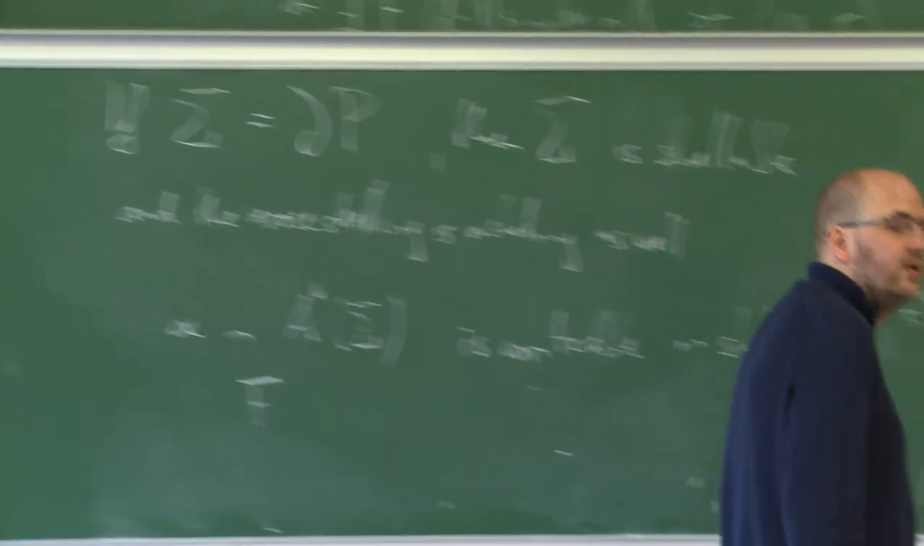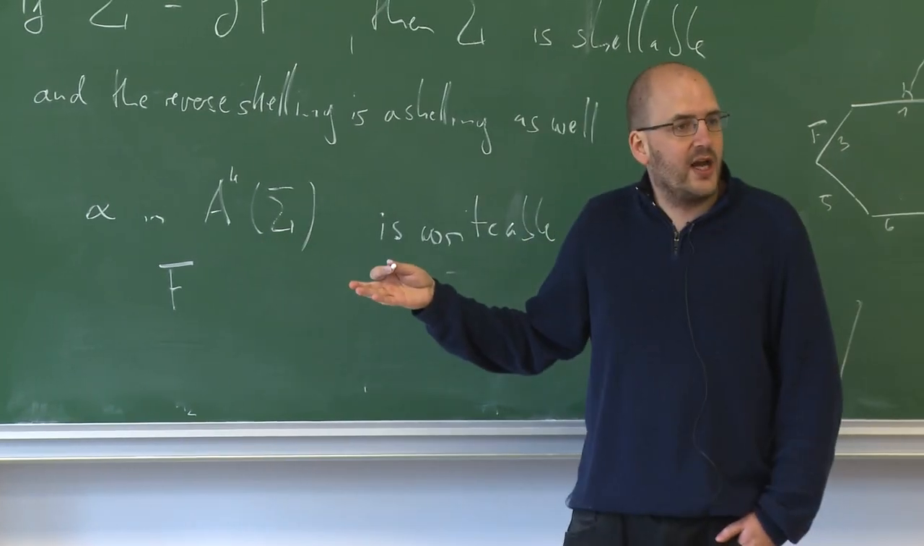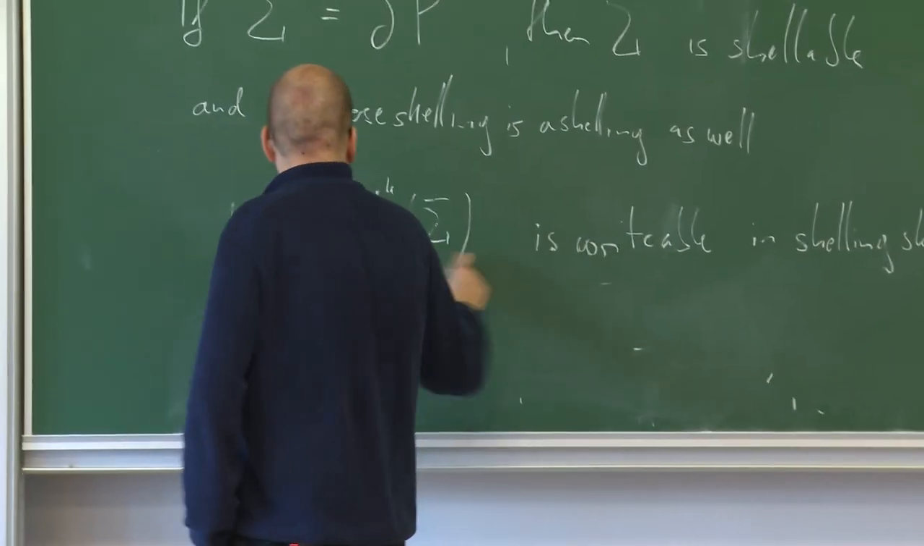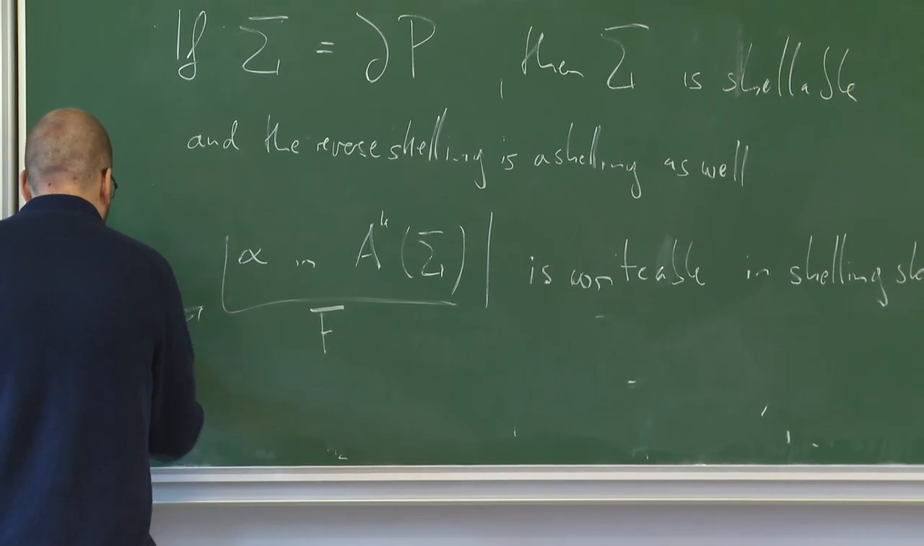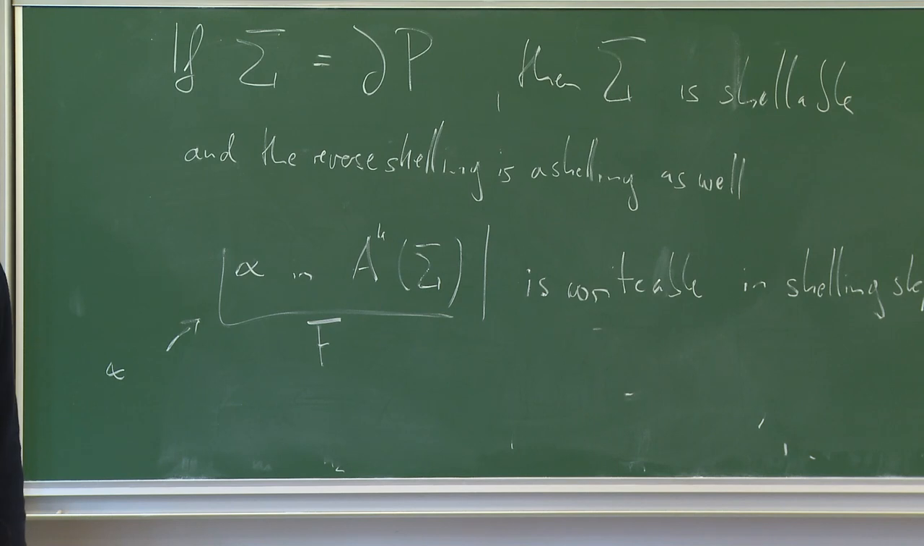Suppose alpha is in A^k, right? That's the element I want to... That's a mystery element that I want to find. Alpha is a mystery element that I want to find the pairing element for. I want to pair it in some way.